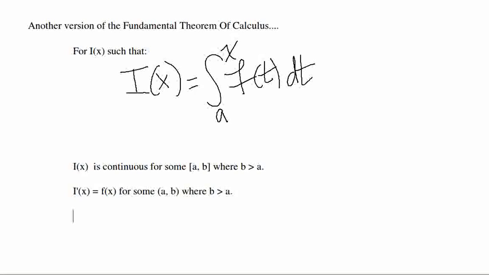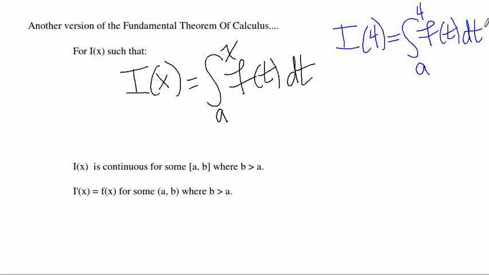Okay, so let's take a moment to understand this other version of the fundamental theorem of calculus. What I've done is I've defined a function in terms of a definite integral. Okay, and that's a perfectly legitimate function, even though it might look a little odd. We can even calculate values of that function, if that helps you to make sense of this. So for example, I of 4 would be the definite integral from a to 4 of f of t, okay? And I of a would be equal to the definite integral from a to a of f of t.